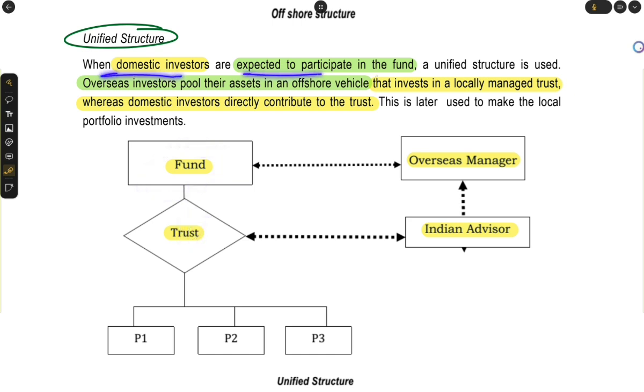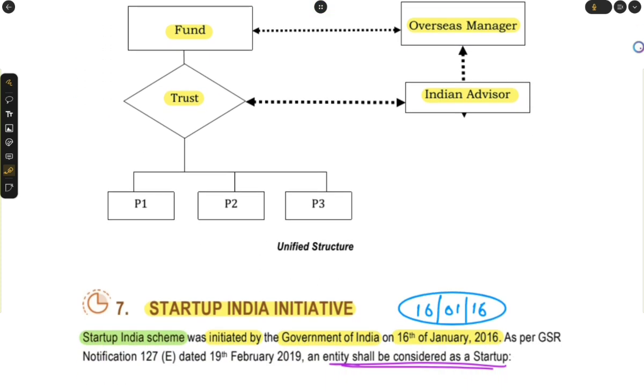When domestic investors want to participate in the fund, a unified structure is used. Overseas investors pool their assets in an offshore vehicle that invests in a locally managed trust, where domestic investors directly contribute to the trust. This is used to make the local portfolio investments. So these were the structures.